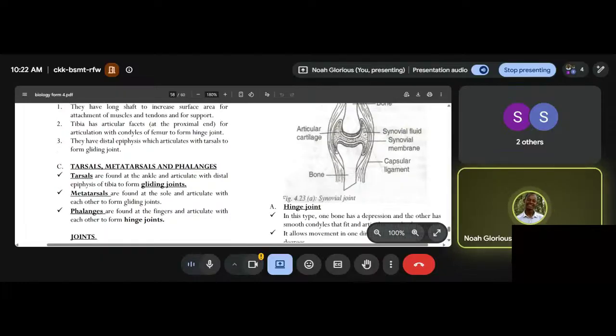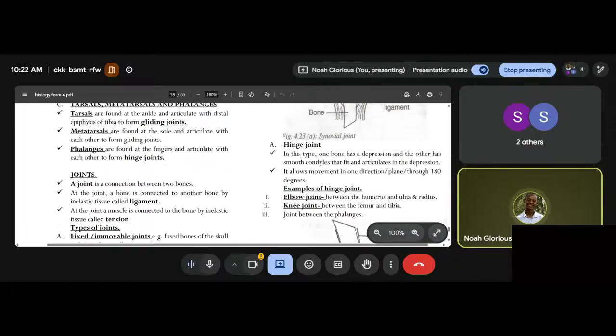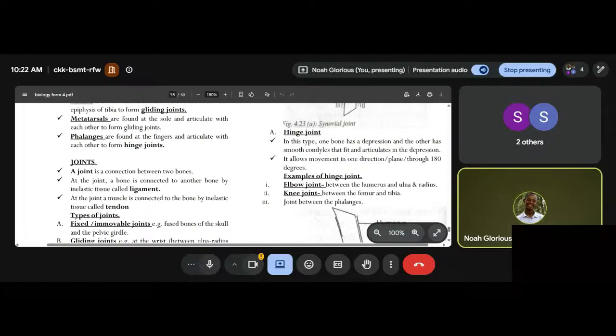So the hinge, I just want us to move directly. We have the hinge joint. Kindly, you can read through for us. In this type, one bone has a depression and the other one has smooth condyles that fit and articulate in the depression. It allows movement in one direction or plane, or through 180 degrees.